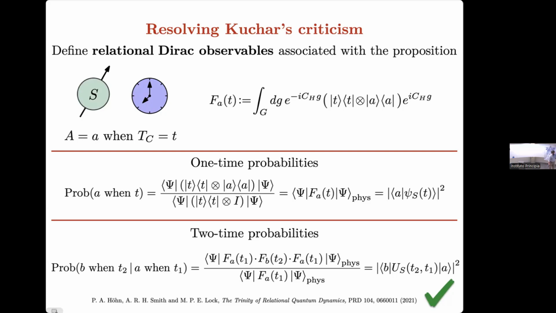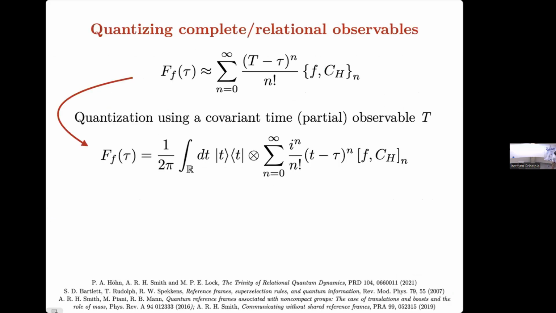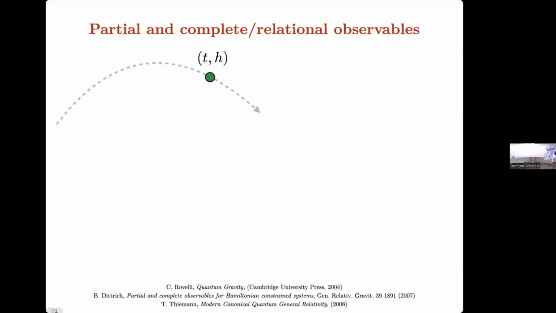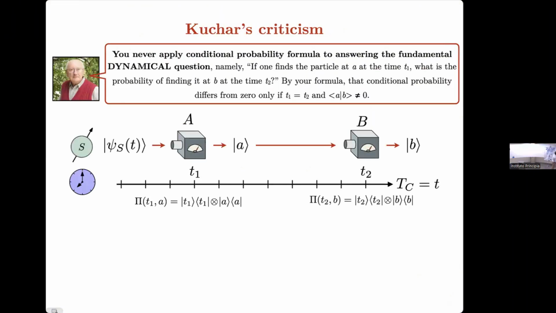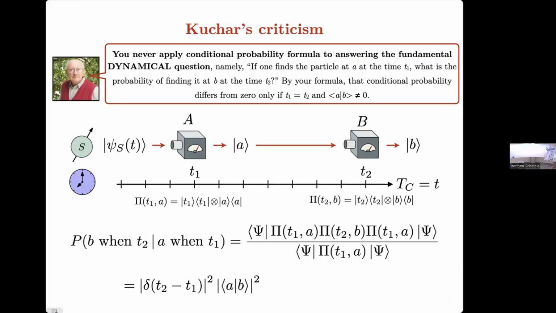So what was he doing wrong? After you do this, you're out of the physical Hilbert space. Then you're computing things that are no longer gauge invariant because you don't have the physical state after this. But if you replace these with appropriate complete observables that are gauge invariant, you stay within the physical Hilbert space.